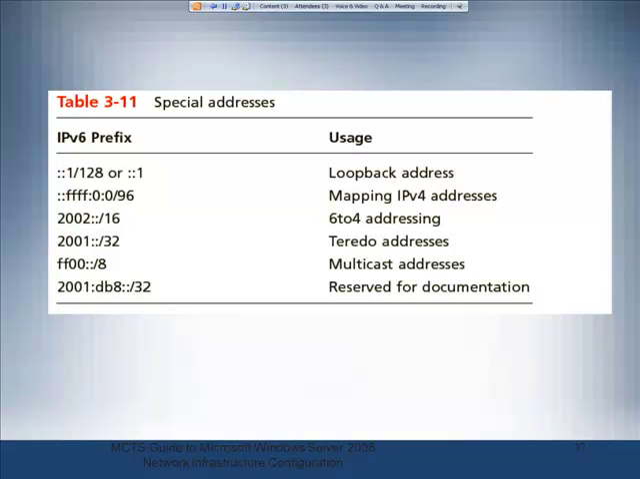The loopback address, it's easier to write than 127. This is the only one that's easier to write, I think. It's just colon colon 1 is the loopback address for IPv6.